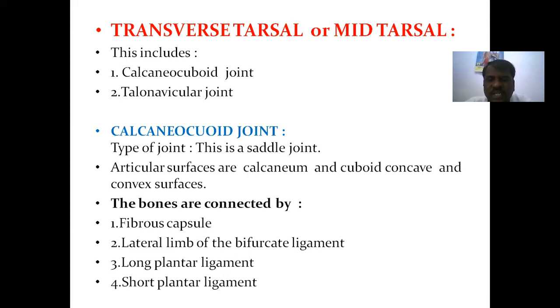First, the calcaneocuboid joint. The anterior end of the calcaneum articulates with the posterior surface of the cuboid bone. This is a saddle variety of synovial joint. Here the bones are connected by the fibrous capsule, the lateral limb of the bifurcate ligament, and the long plantar and short plantar ligaments.